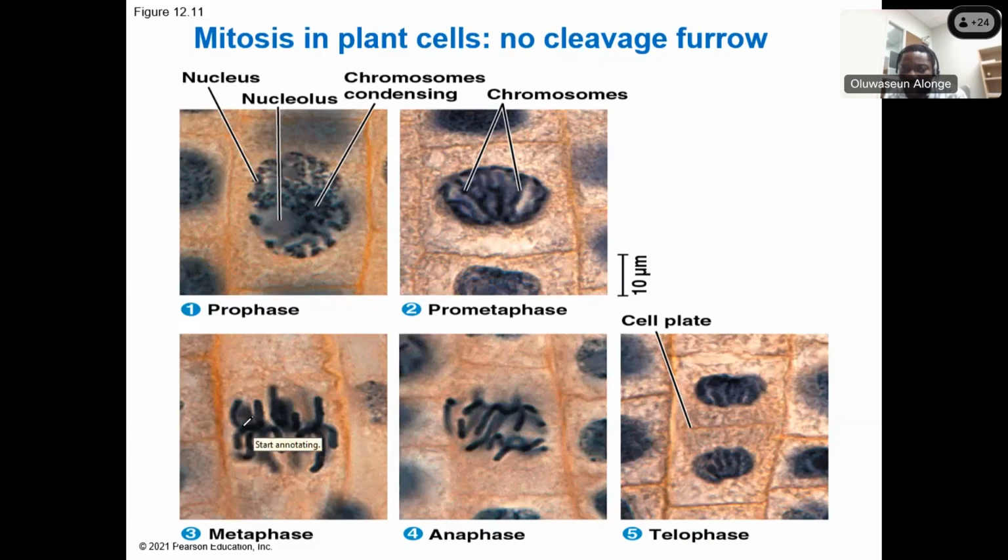Now, here is metaphase because you see the chromosomes arranged at the middle. At this point, the chromosomes that were arranged have started to spread out. They are beginning to separate now. This is anaphase. Telophase is when you see them at the opposite sides. Then cytokinesis will be completed, with cell plate formation.